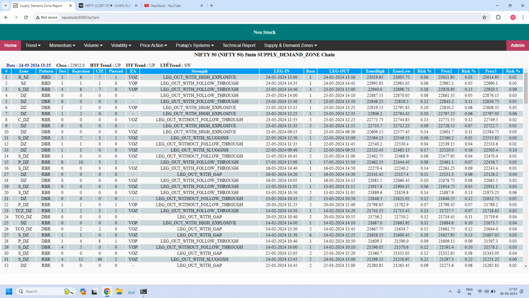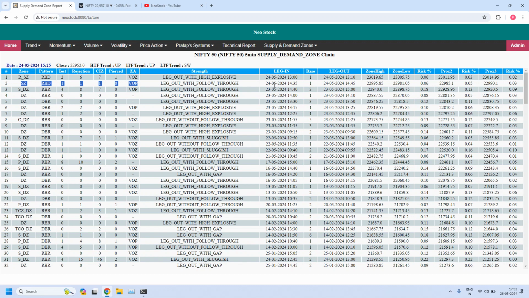So at present, the 5 minutes trend is sideways. There was a high liquidity zone created, but it is pierced, so there is no use with this. At present, only one 5 minute supply zone is active, but it is a normal zone. But anyway, let us draw this. This is the only zone available at this point of time.